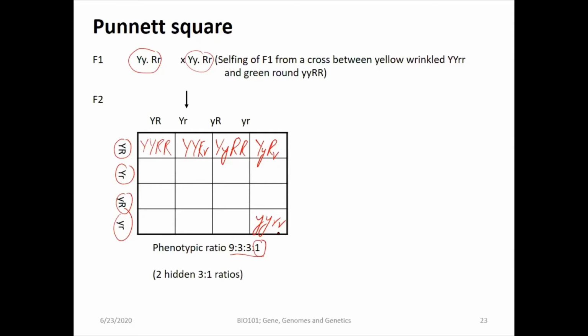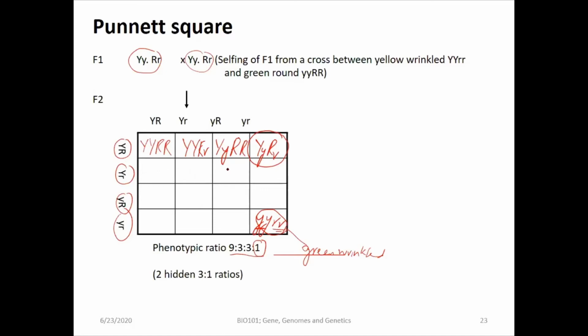and the phenotype will be what? What will be the phenotype of this one? Yellow and wrinkled. What? Green round. Green. Wrinkled. This is for wrinkled, this is color. Okay. And when you calculate, you will find, what will be the phenotype of this one? Yellow round. Okay.